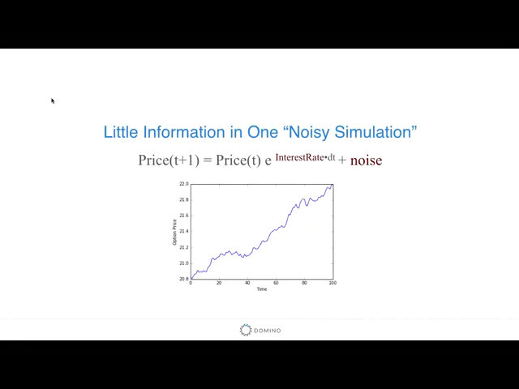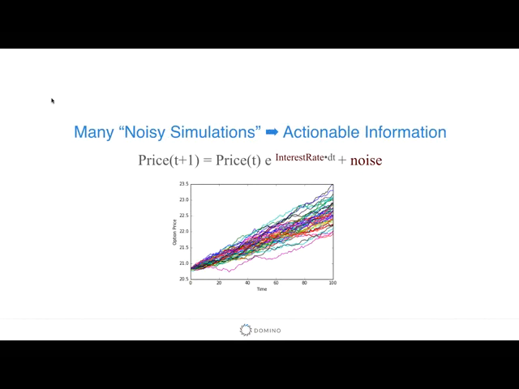Because this is inherently a random process, you aren't very confident about what is actually going on here, the results that you're getting. However, if you do these many, many times over, the more simulations you do, the more actionable information that you're getting, the more signal that you're getting. Here we plotted 50 of these simulations, each simulation having components of randomness in it.